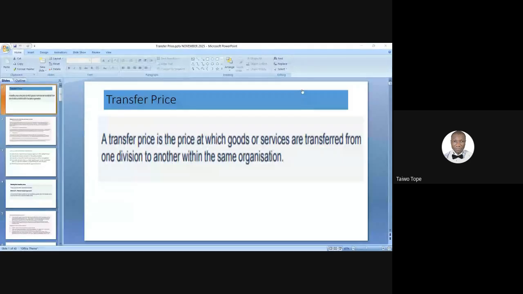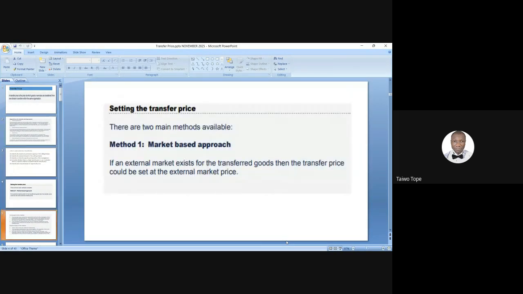We're going to continue our discussion on transfer pricing by looking at a situation whereby you can be given a target. Your target will be the basis of you coming up with your transfer price, that's your residual income target.